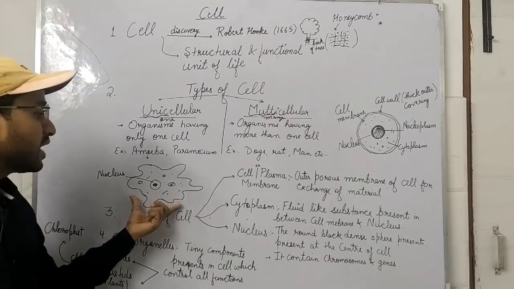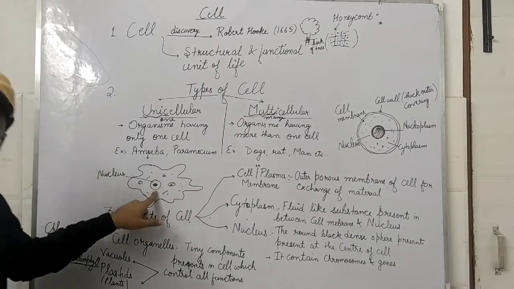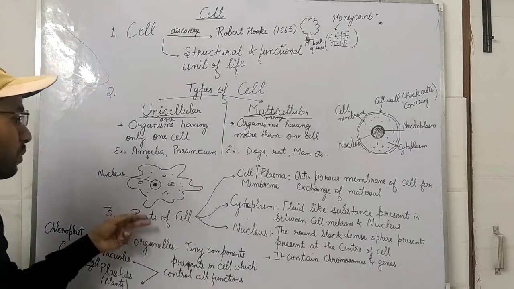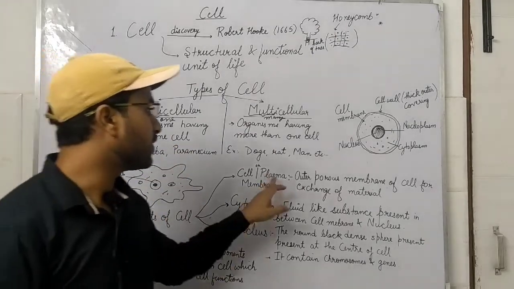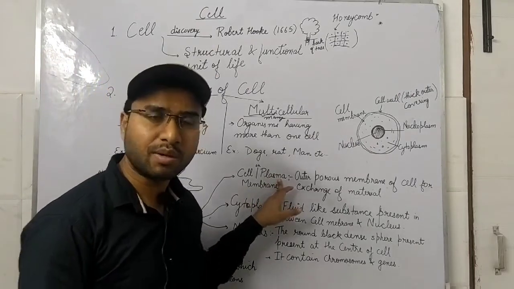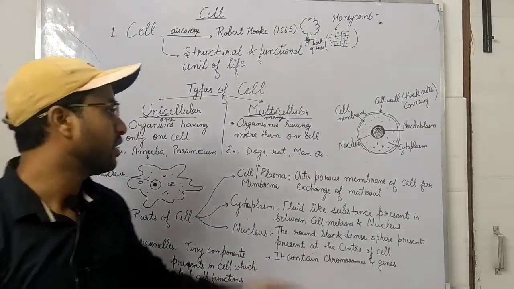Okay, now let us see how these microorganisms, amoeba, paramecium look like. So this is an amoeba. It is its nucleus, right? So what is nucleus? That we will study here. Now basically every cell has three parts. What are they? First is cell membrane or plasma membrane. Second is cytoplasm, and the third is nucleus.